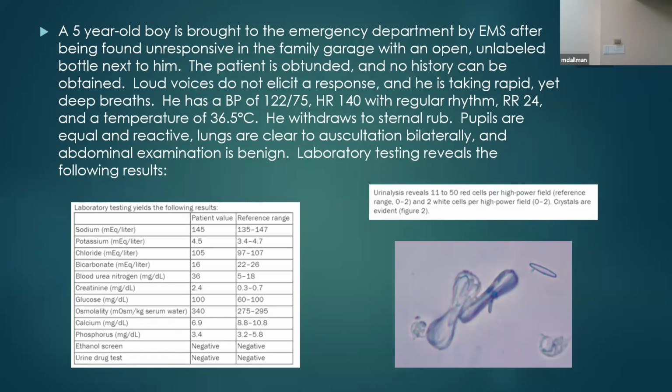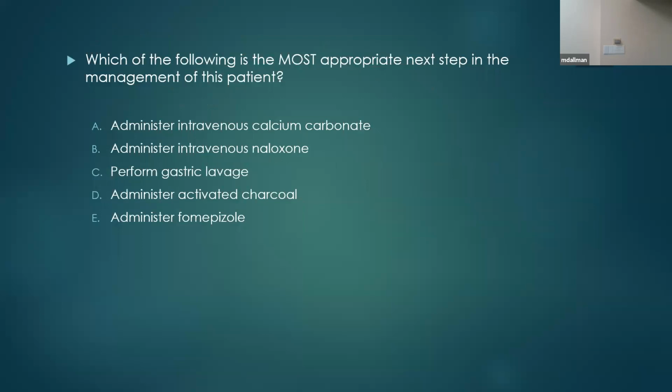So you see here, he's got a metabolic acidosis, negative UDS, negative ethanol. Other lab values are more or less normal. Yeah, he's got some crystals in his urine, right? Which of the following is the most appropriate next step in the management of this patient?